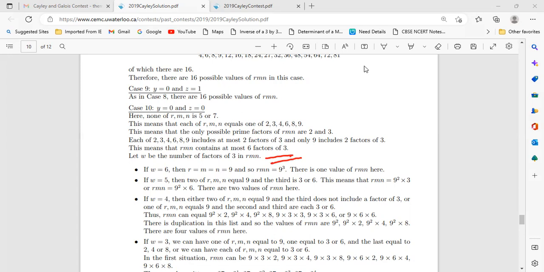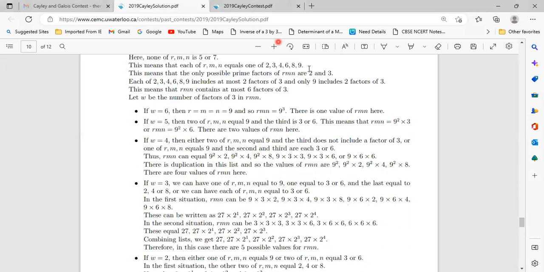So now we're going to draw these cases again. We are assuming the number of factors of 3 in RMN as W. So W is equal to 6. R, M, N is 9, which means it is going to be 9 cubed.